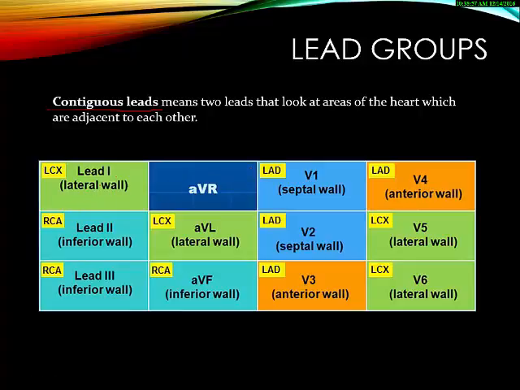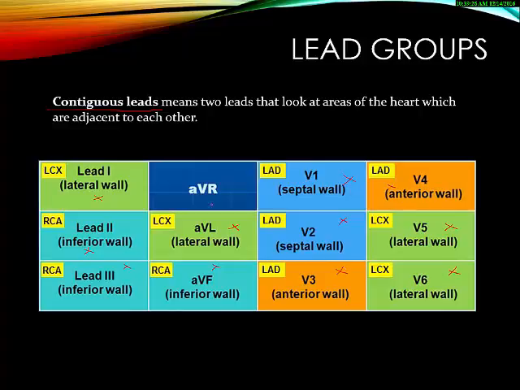But basically, if you're seeing damage or abnormalities in lead 1 and lead AVL, that's going to be your high lateral wall. If you see V5 and V6 as well, it's going to be your low lateral wall of the heart. So these are contiguous leads. Inferior wall problems happen in 2, 3, and AVF. Septal wall of the heart, V1 and V2. And then your anterior wall in the front is V3 and V4.